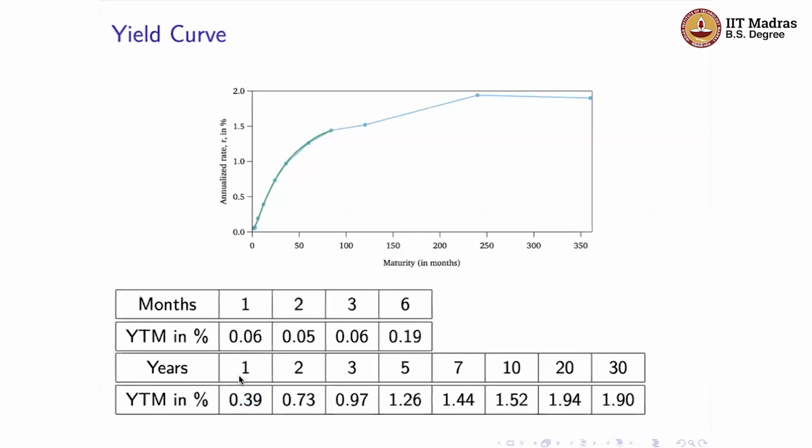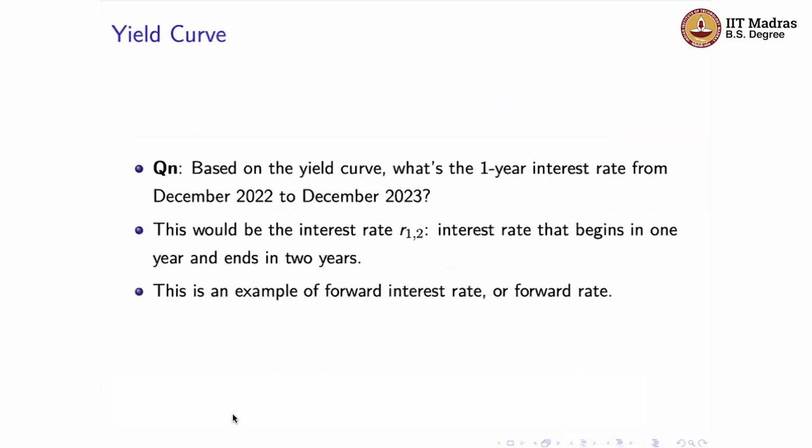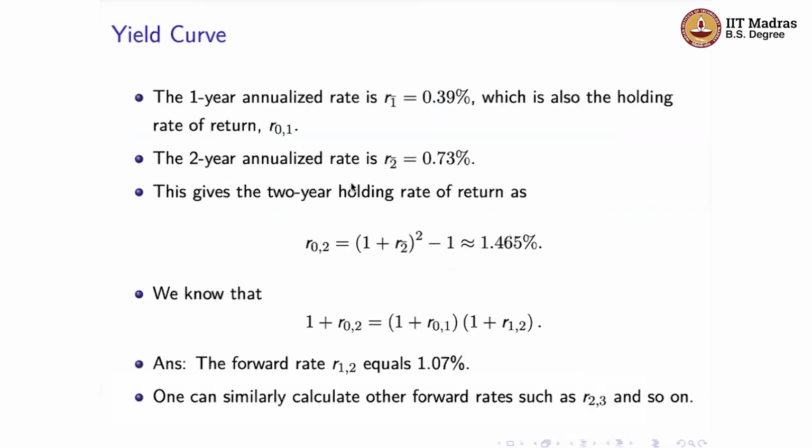For the 1 year maturity period, right? So this is also the same as the R01 that you actually have. And you also had the information in the same graph or the table for the 2 year annualized rate, and this was the 0.73%, right? So from here, you could actually calculate what's the 2 year holding rate of return.